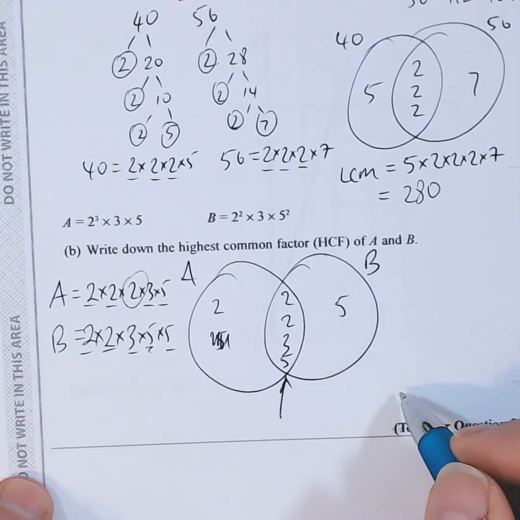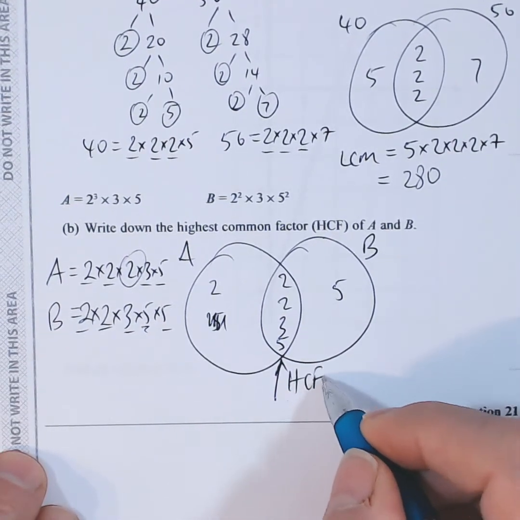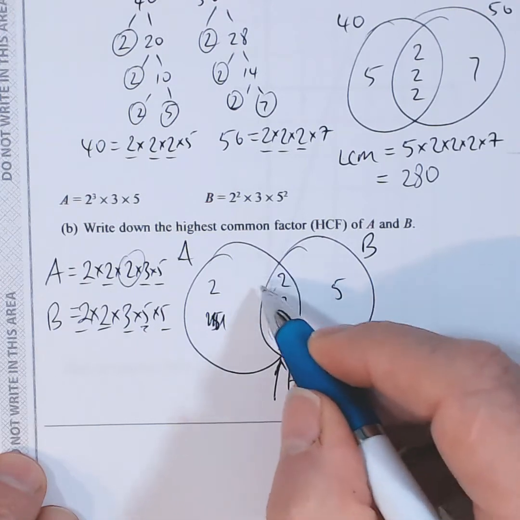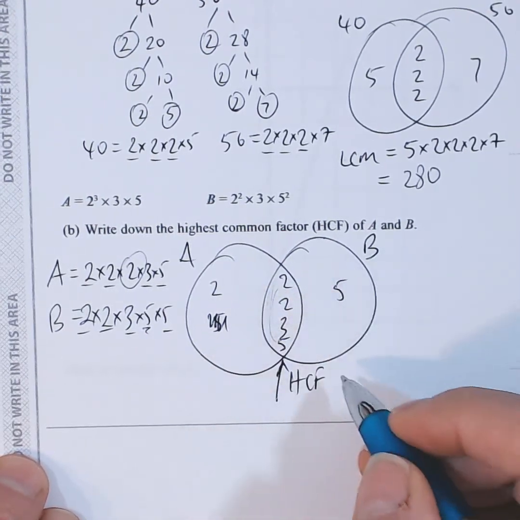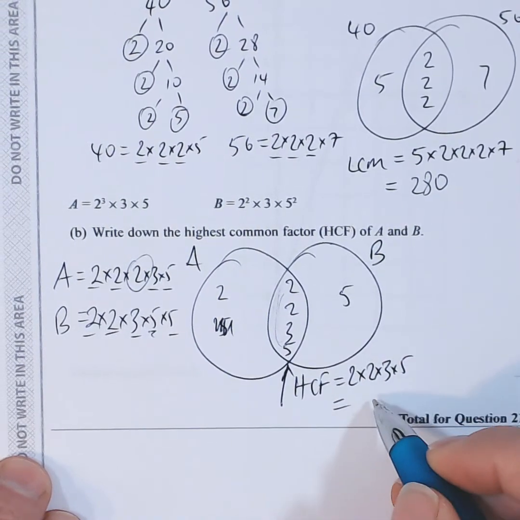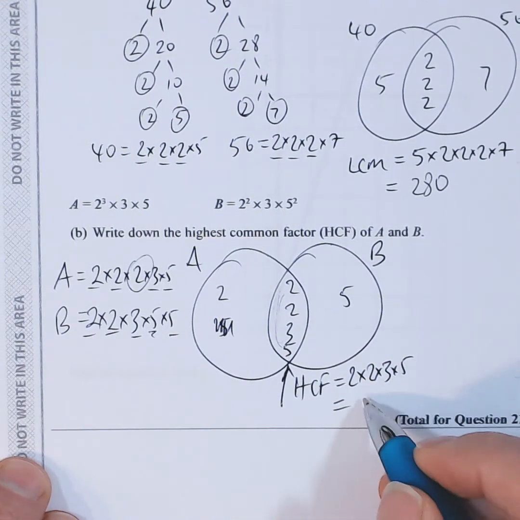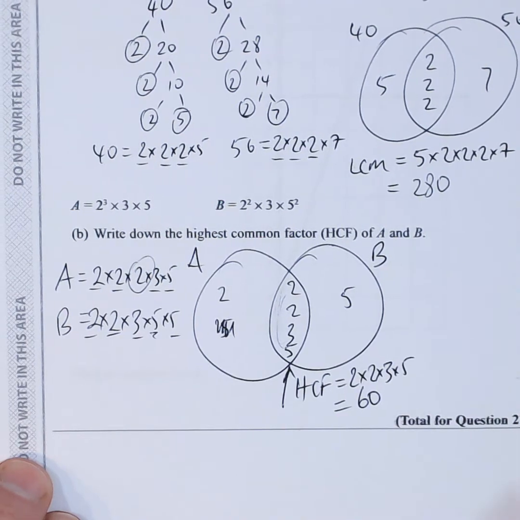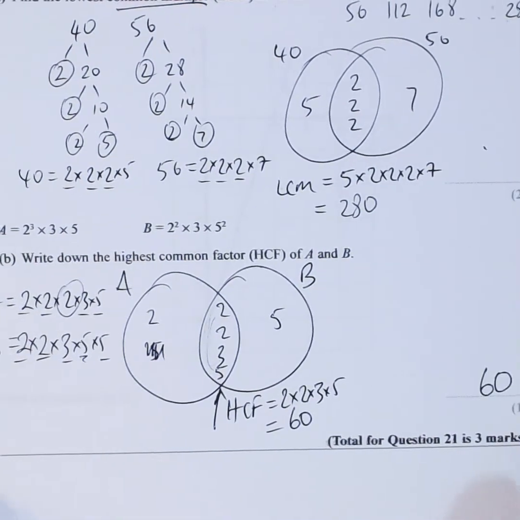Okay, so the highest common factor comes from multiplying what's in both lists, so it's basically where the overlap of the circles is. So the highest common factor is 2 times 2 times 3 times 5. So in this case 4, 12, 60. So the answer to this question would be 60.